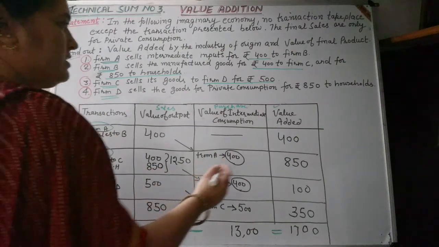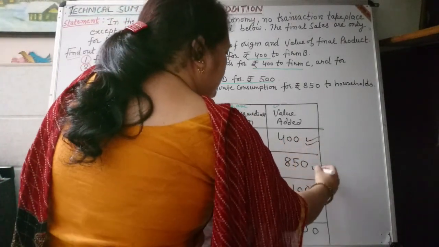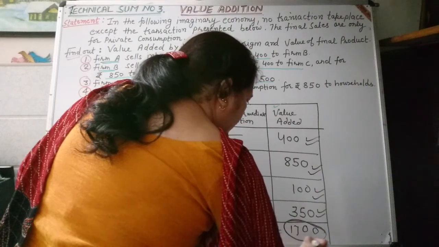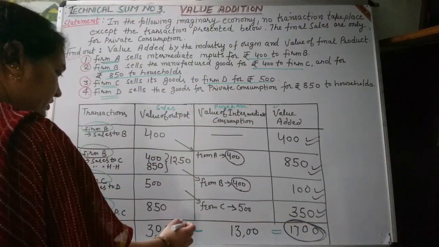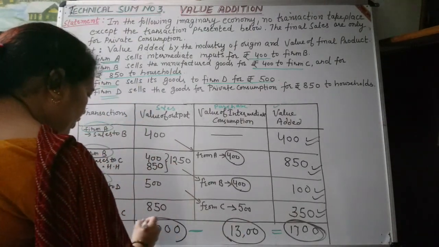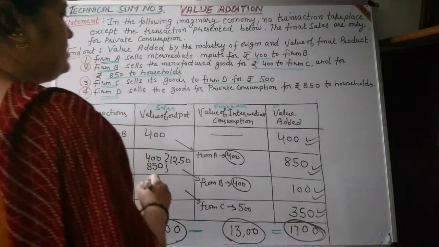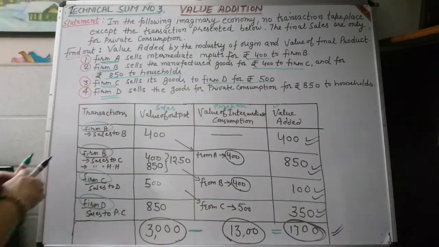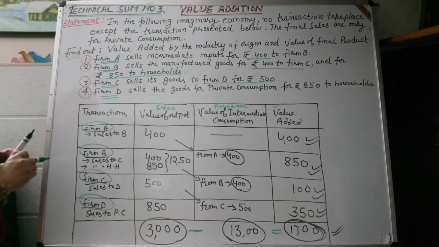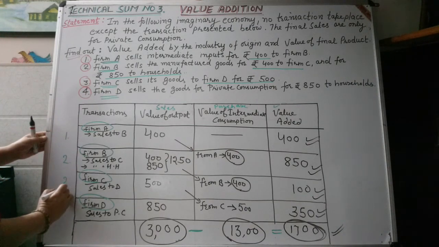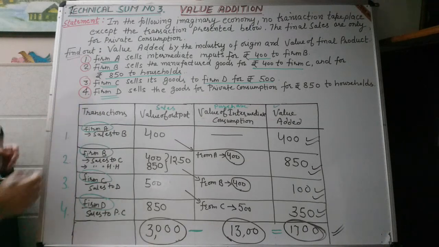So one logic is there. If we sum up all the value additions, then the answer will be 1,700. And if we deduct value of intermediate consumption from the value of output, then the answer will also be 1,700. It means the answer is correct. So in this way we can estimate value addition by all the different firms. So that's all regarding this sum. Thank you.